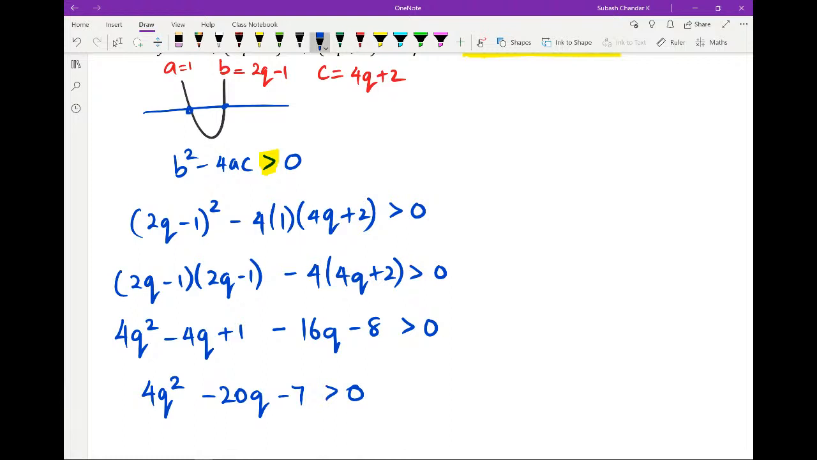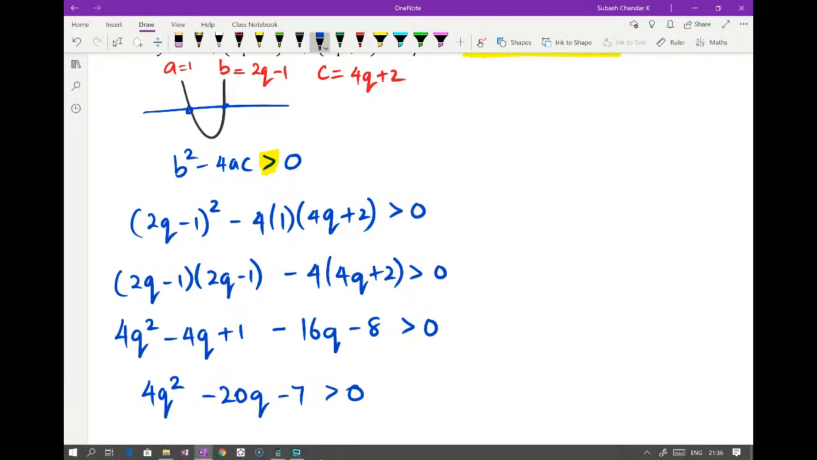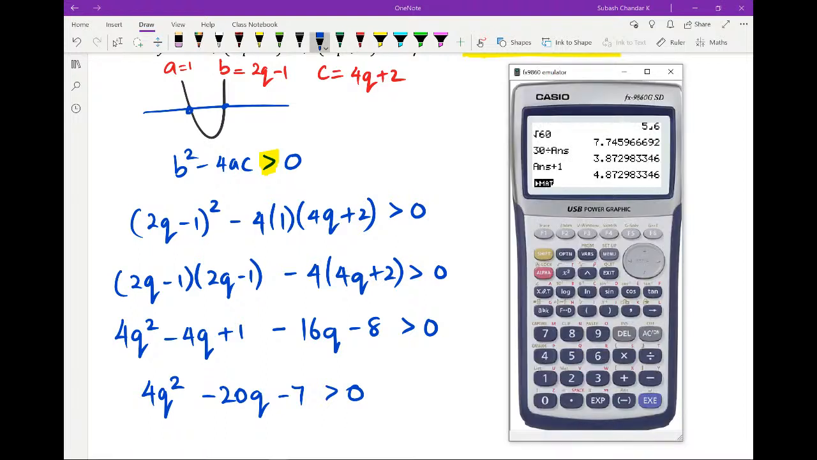Okay guys, now at this point here, just use your graphics calculator. You can do this two ways. I've always said this, but the easiest method is just go into graph and graph this equation, but instead of q, just use x. So 4x squared minus 20x minus 7, and just click on draw.